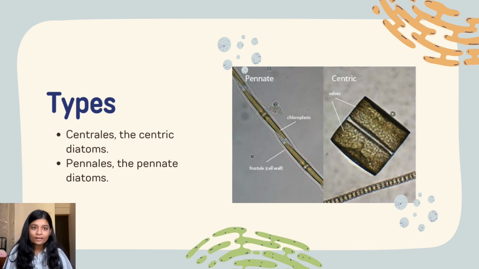So the centric diatoms are radially symmetrical with parts radiating out from a central point. And the pinnate diatoms exhibit bilateral symmetry, meaning the left and the right halves are mirror images of each other.